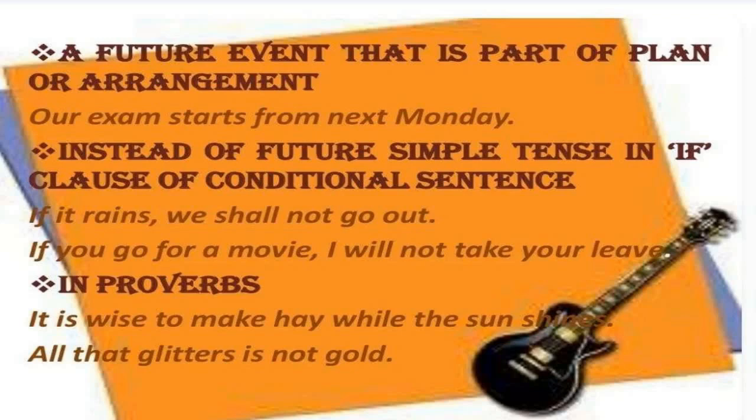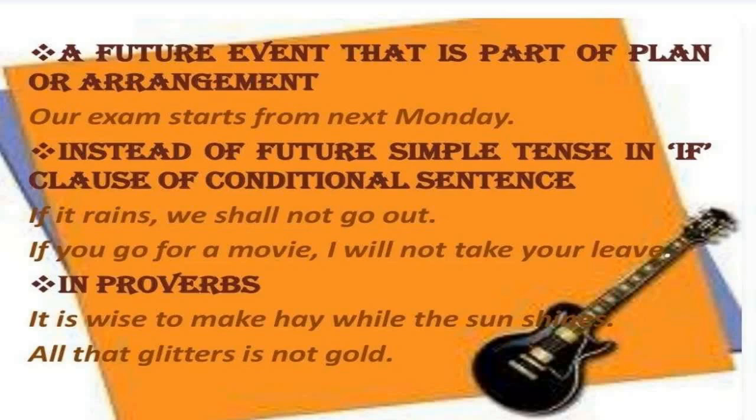Okay, so another thing is instead of future simple tense in the if clause or conditional sentence. It is also another thing in conditional tense. One of them is the dependent clause, and another one is the independent one. So let's have a look at a few examples. If it rains, अगर बारिश होती है, we shall not go out, हम बाहर नहीं जाएंगे. So the thing is, our going out is dependent on rain. If it rains, agar barish hui, then we will not go out.